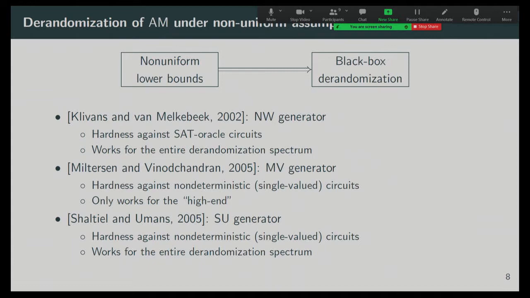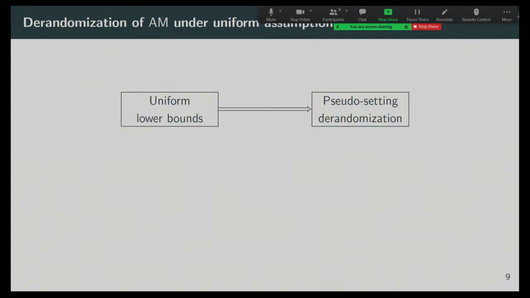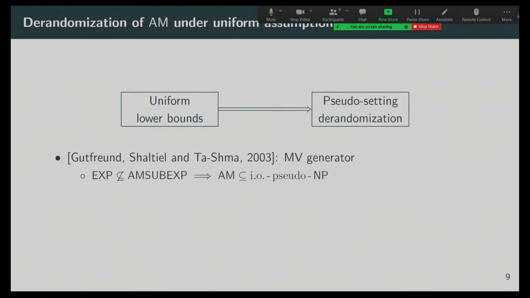Like I mentioned, the uniform case is a bit more complicated. One of the first such results is by Gutfreund, Shaltiel, and Ta-Shma, who use the MV generator and specifically exploit a property that it has that's called resiliency. I'll get back to this later. And they showed that if you have this high-end type separation, where EXP is not contained in sub-exponential AM, then you can de-randomize AM in the pseudo setting.